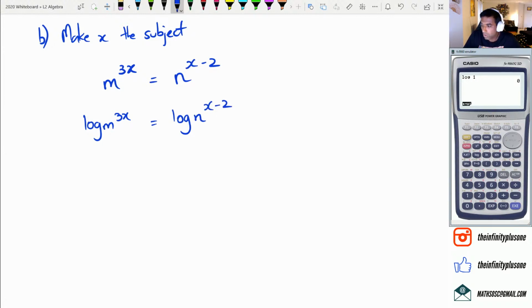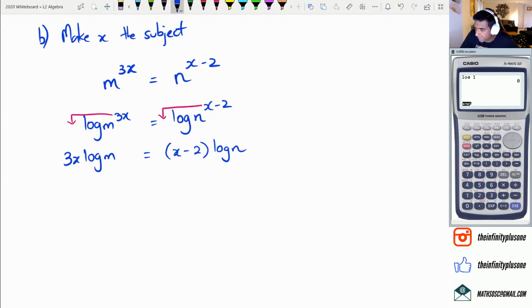Now, with the log rules, remember that you can bring the power right to the front. So I'm going to bring that x minus 2 to the front, and I'm also going to bring the 3x to the front. When I do this, I'm going to end up with 3x log m equals x minus 2 multiplied by log n.